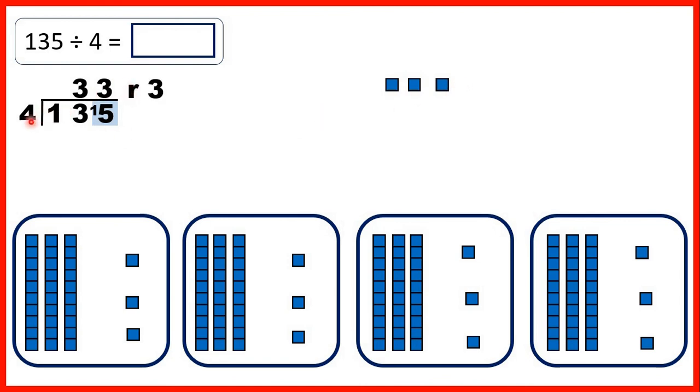3 times 4 is 12. That's the 12 ones that we've shared out. But then from 12, we need 3 more to get to 15. And that's the 3 that we can't share out. So our answer is 33 remainder 3.